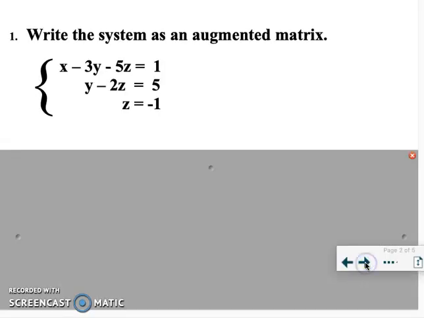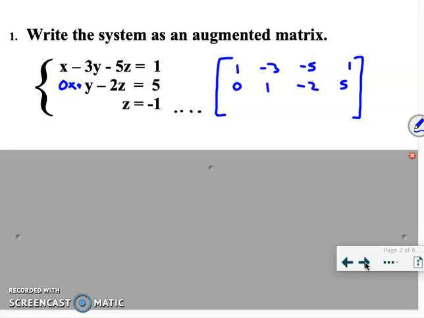Jumping back into this one, number one just says to write the system as an augmented matrix. All that we need to do is change this from system to matrix form. My first row is going to be 1, -3, -5, 1. My second row, because technically this is 0x, is going to be 0, 1, -2, 5. My third row, technically having 0x plus 0y, is going to be 0, 0, 1, -1. Since we're augmented, we're going to have that vertical line. So there's my augmented matrix.